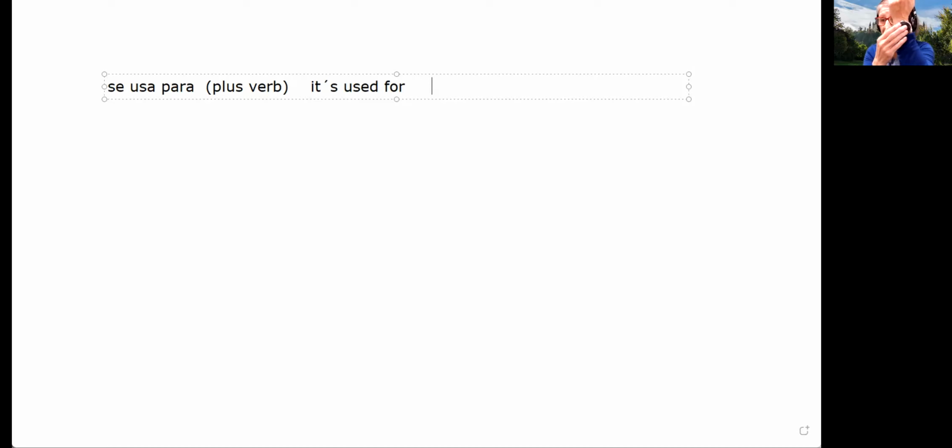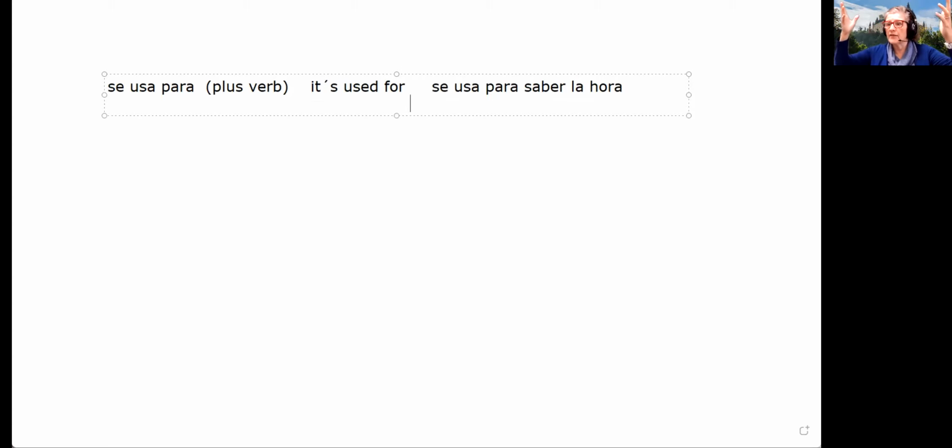So, por ejemplo, if I were talking about el reloj, sí, se usa para saber la hora. You use it for knowing the time, for figuring out the time. Se usa para saber la hora, ¿sí? If you were describing a calendar, un calendario, you might use a phrase like se usa para recordar, ¿sí?